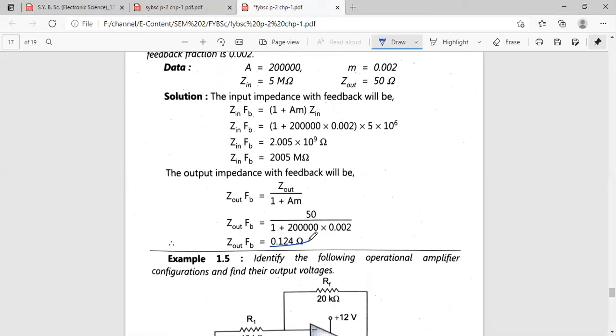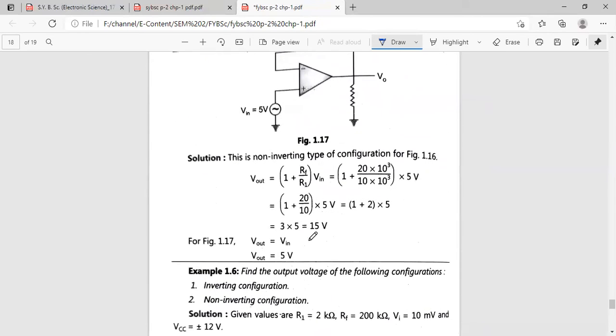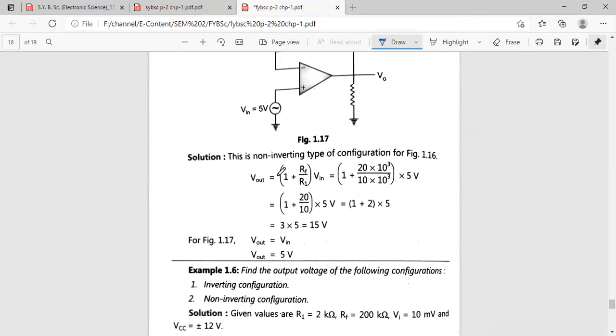So the next question is, identify the following operational amplifier configuration and find its output voltage. Firstly we have to identify the configuration, and once we are done with that, we need to calculate the output voltage as well. As you can see here, input is applied to the non-inverting terminal of your op-amp. So we can say that the configuration is non-inverting mode. In non-inverting mode, how to calculate output voltage? For that we have a formula: V out is equal to (1 + RF upon R in) into V in.